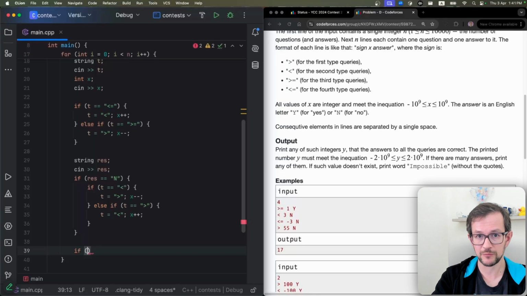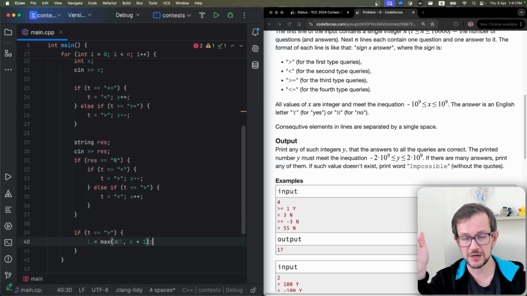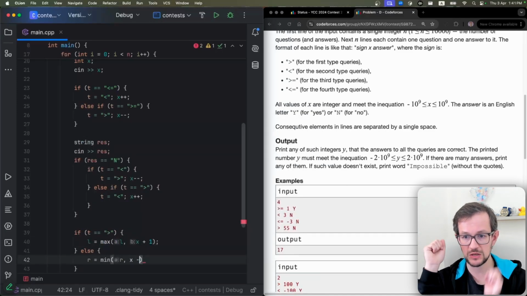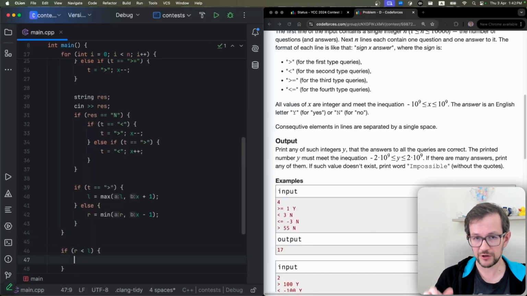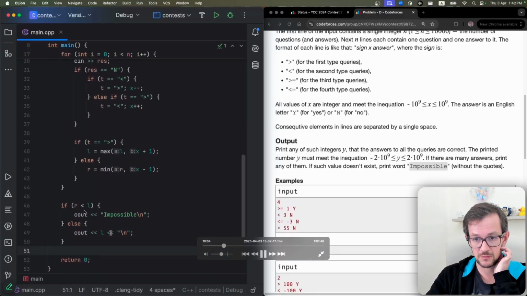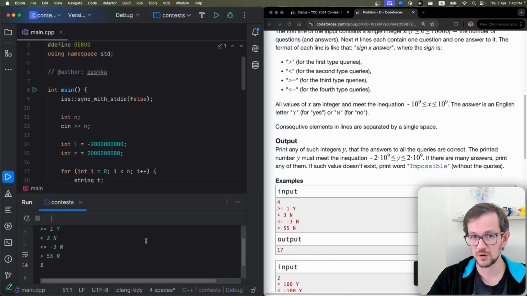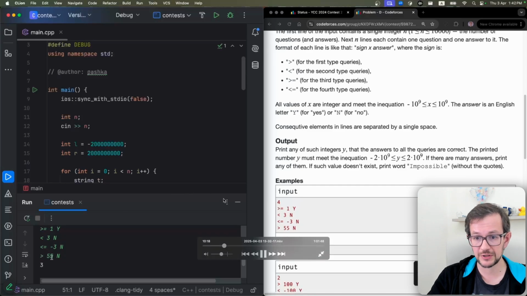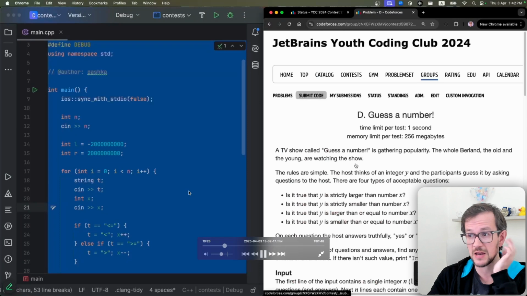What I'm doing here is updating this segment every time I receive a new constraint. If I have a constraint of greater, I need to move the left border to x plus 1. If I have a constraint of less, I move the right border to x minus 1. So every time I update my segment of possible values, and then I check if my segment is empty. If R is less than L, there is no value to satisfy these constraints. If it is not, I pick any value from L to R, or I pick L because I can, but you can pick any value from L to R.